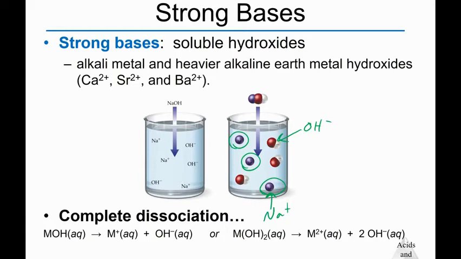What you have to keep in mind is if you have a strong base that is, for example, like calcium hydroxide, then you're going to get double the concentration of hydroxide ions. And that's going to become important later. We'll take a look at an example problem with that. So if it's an alkali metal that completely disassociates, everything's a 1-to-1 ratio. But if it's an alkaline earth metal that's a strong base, we have a 1-to-2 ratio.